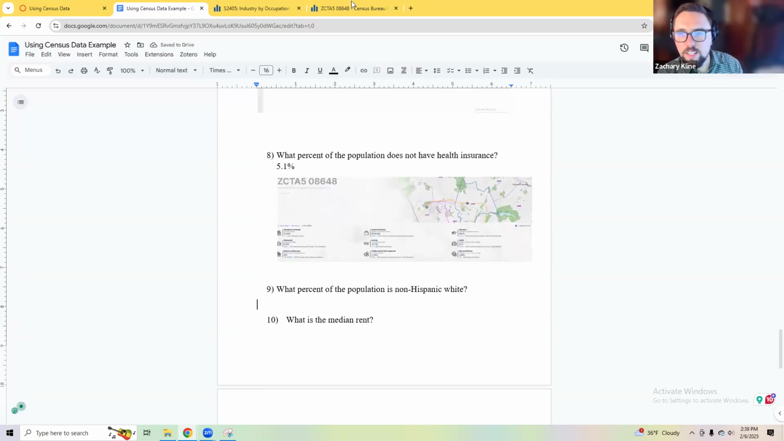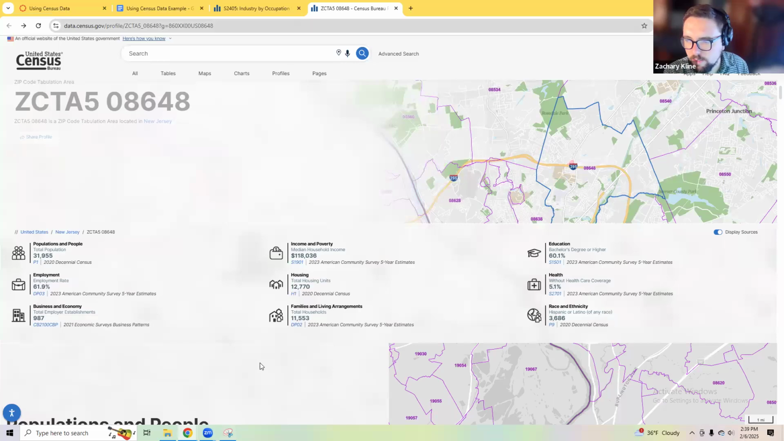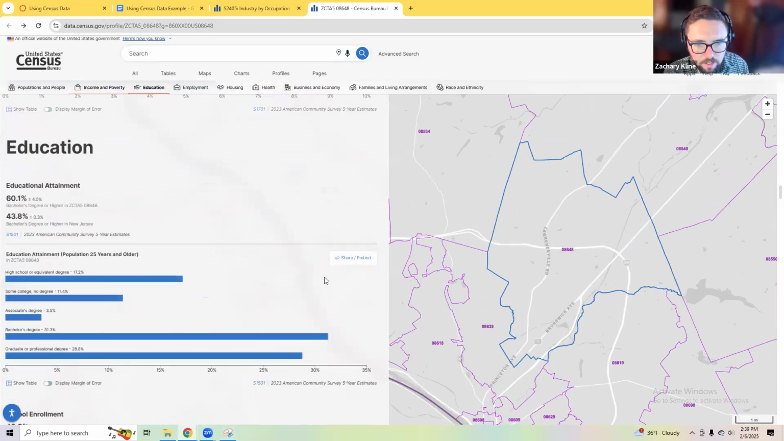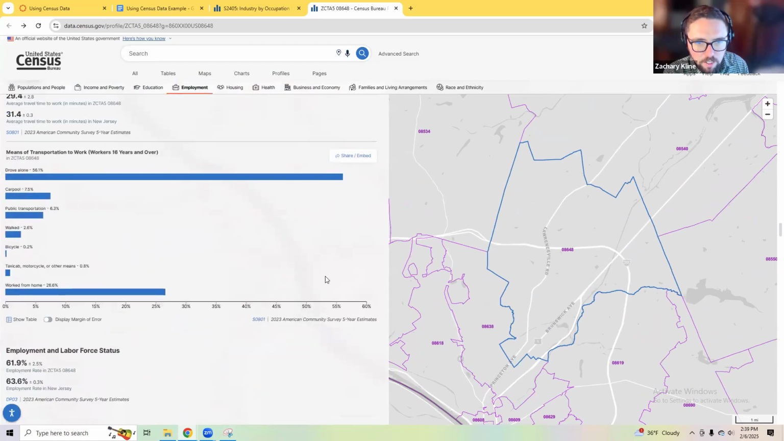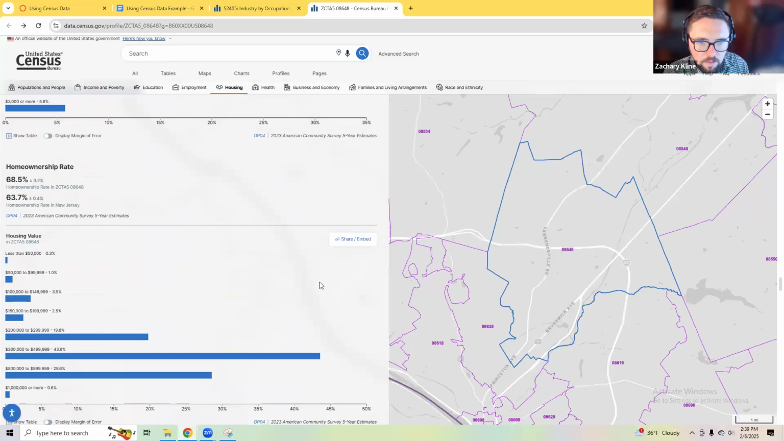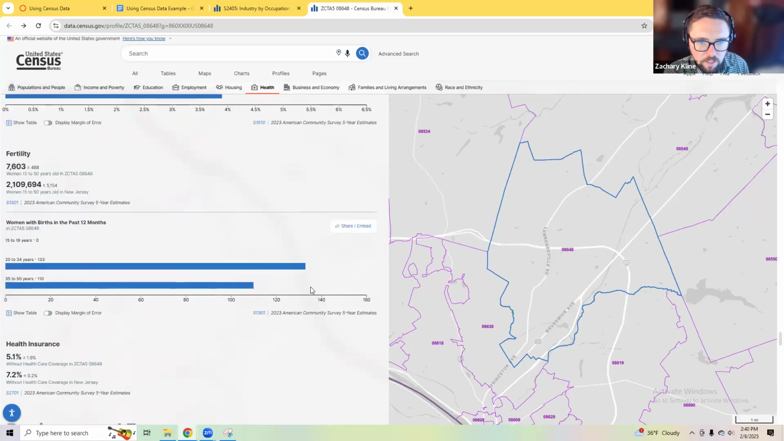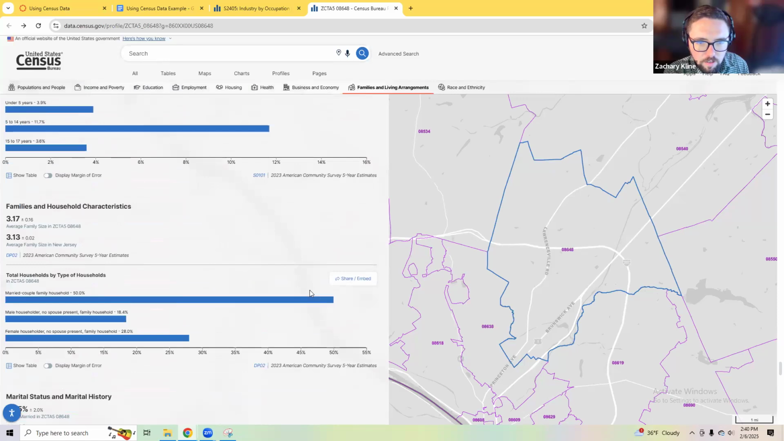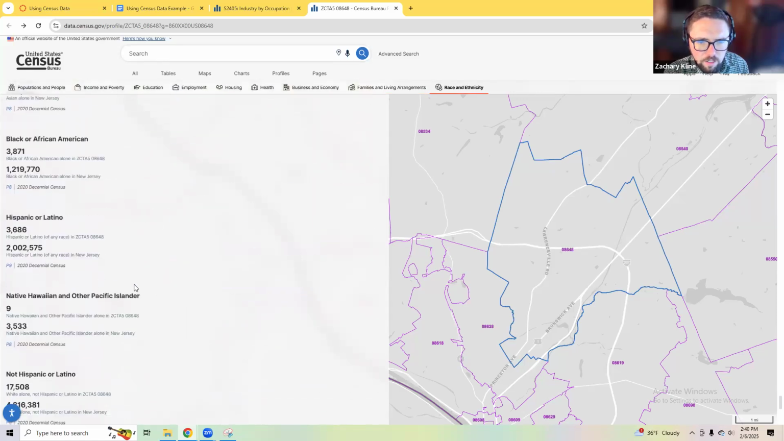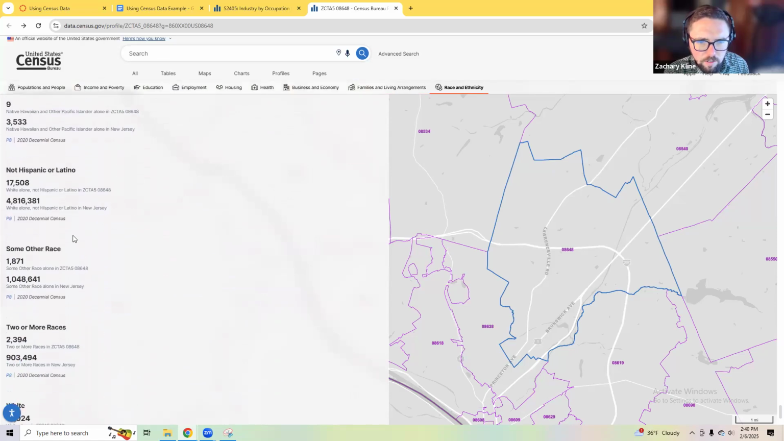What percent of the population is non-Hispanic white? I think we may have had that on this base one here. See if we can find non-Hispanic white. Something to do with race or ethnicity. Asian, Hispanic, Latino. Yeah, this is white alone and not Hispanic or Latino.